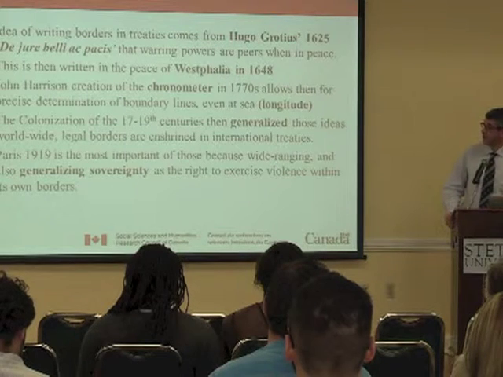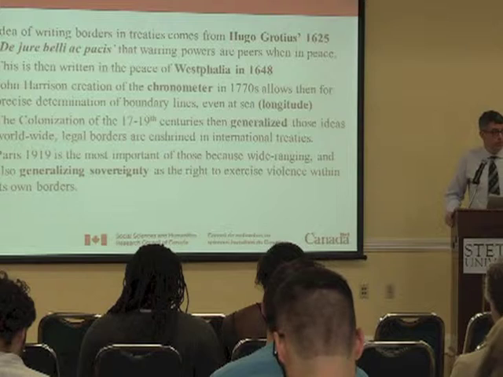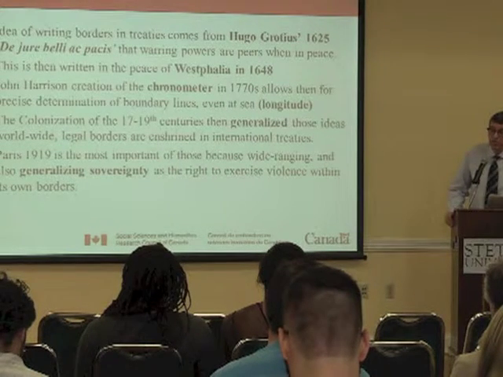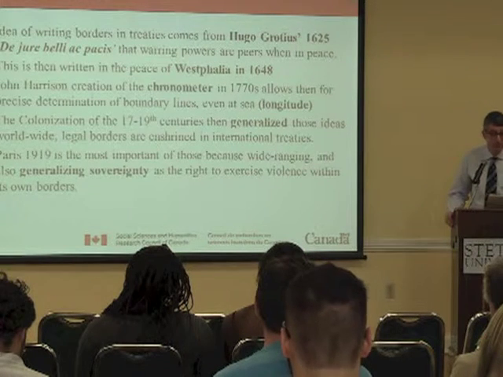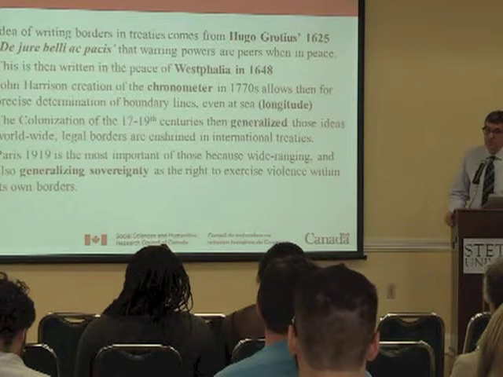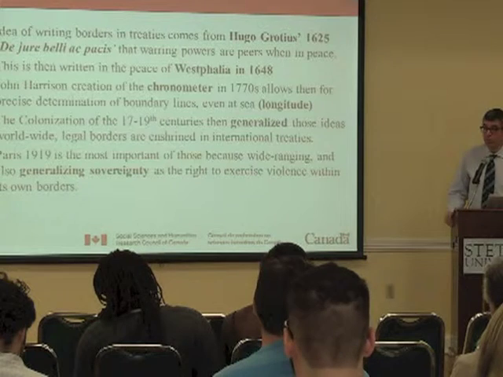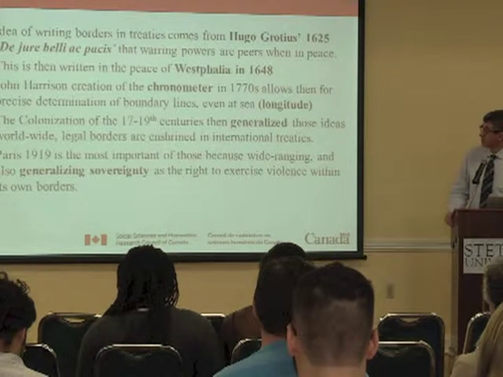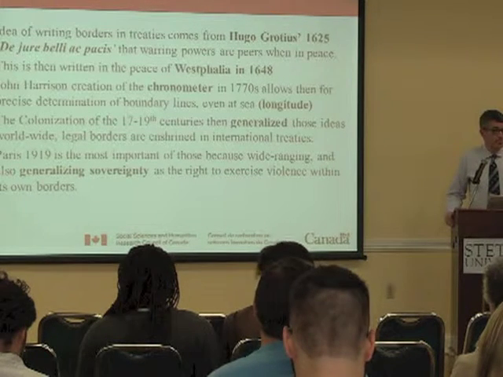The idea of writing borders in treaties comes from Hugo Grotius, who was a Dutch lawyer at the time, and he innovated in a way by saying, you've been at war, but in peacetime you are peers, so you can draft contracts like a business corporation and agree on what is owned by whom, or what kingdom owns what. And this is written in the Peace of Westphalia.